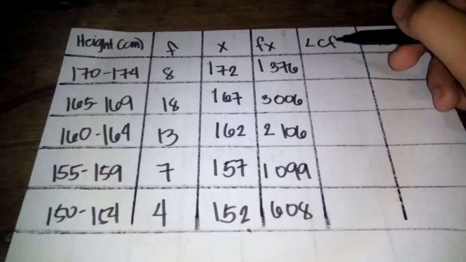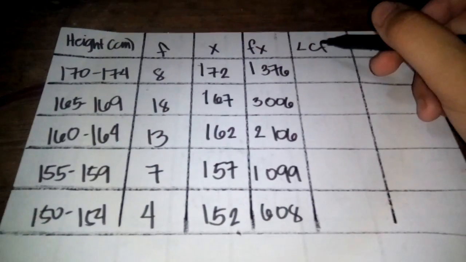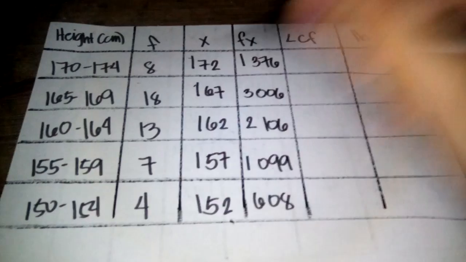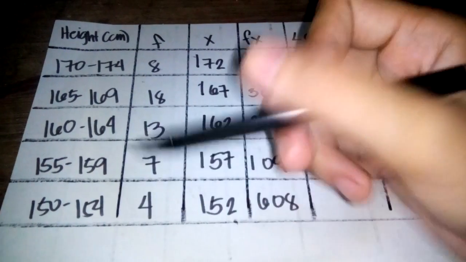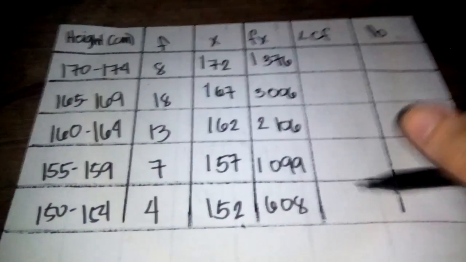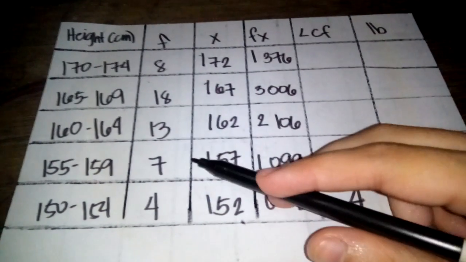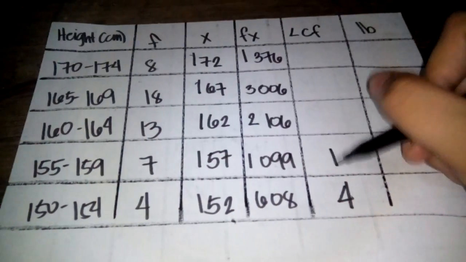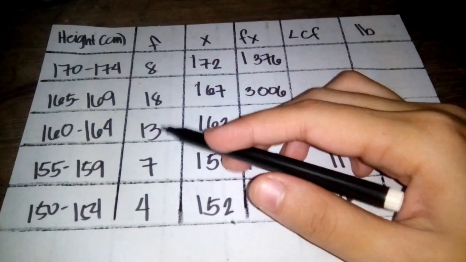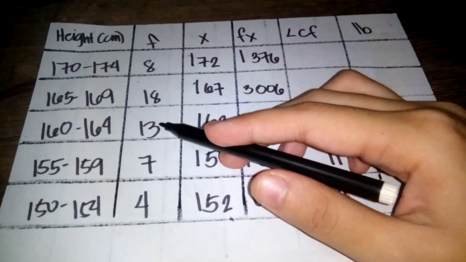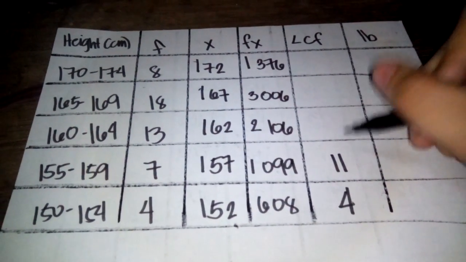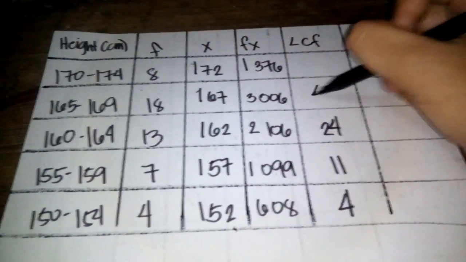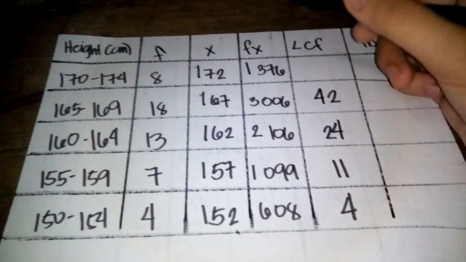Then next, we have to get the cumulative frequency. To get the cumulative frequency, find the lowest class here and copy its frequency, which is 4, here. Then add 4 to 7, which is the next frequency to it. So 4 plus 7 equals 11. And add 11 to 13, which is the next frequency of it. So it will be 24. And add 24 to 18, that will be 42. Then add 42 to 8, that will be 50.